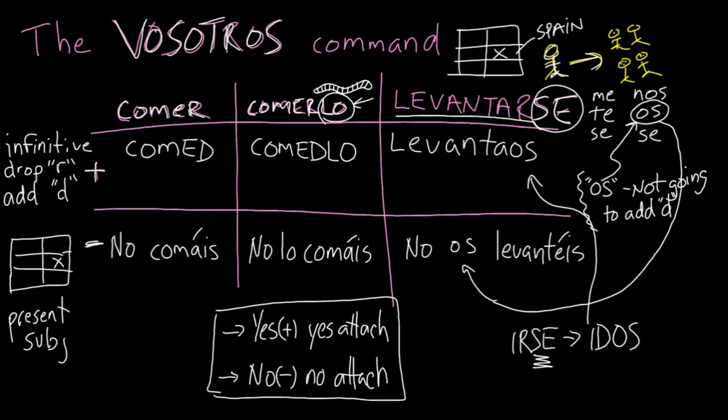Alright, the vosotros commands. For our negative commands, you're going to put them into the vosotros form of the present subjunctive. For our positive commands up here, take your infinitive, drop the R, add a D. There you go. Yes command, yes attach, no command, don't attach.